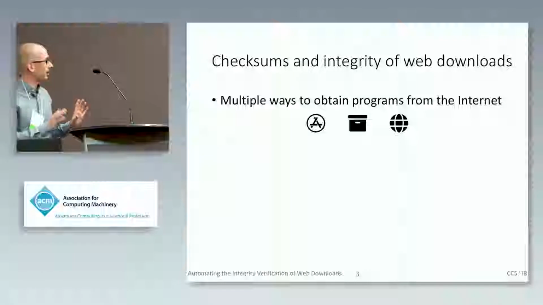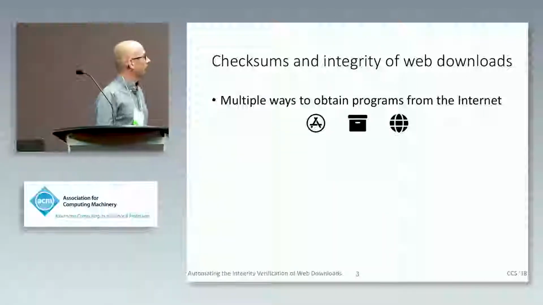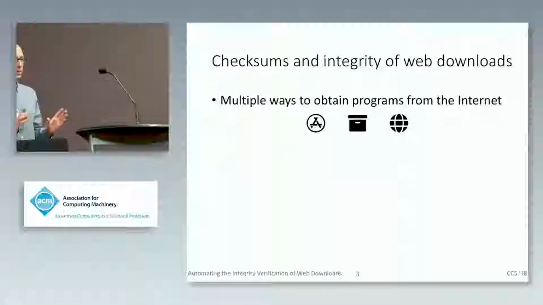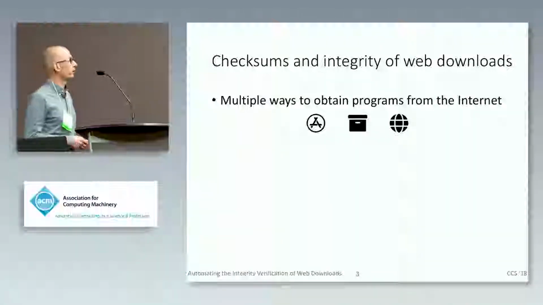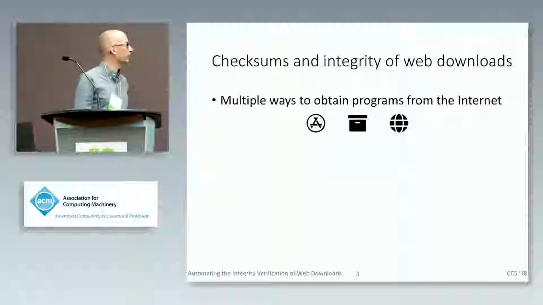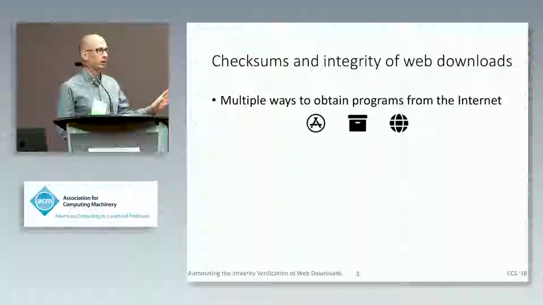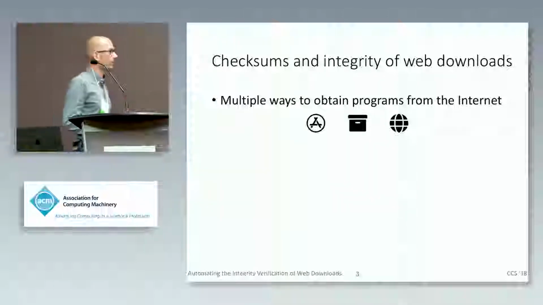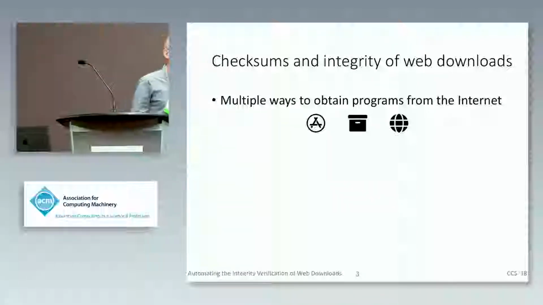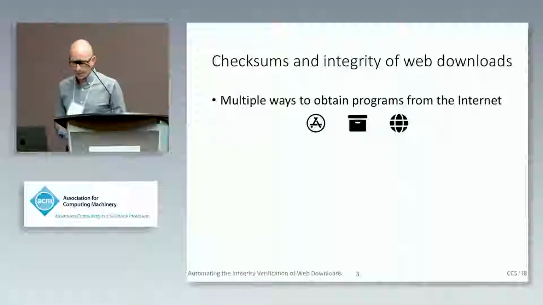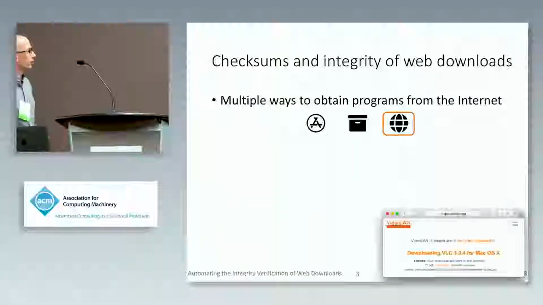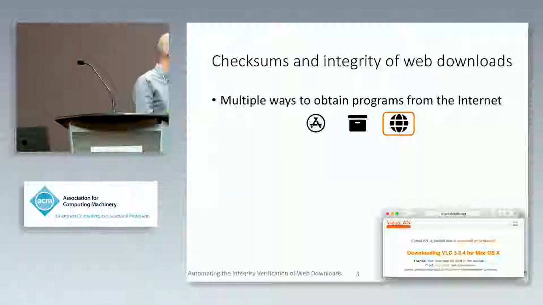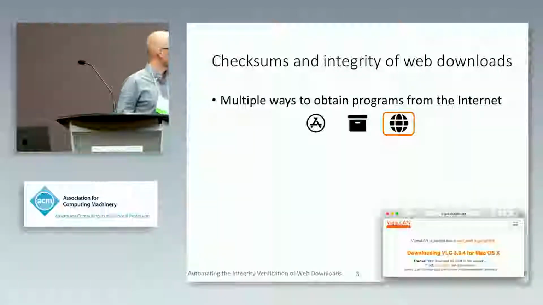All right, let me clarify the setting here and the threat model. So essentially, there are multiple ways to obtain programs from the internet. Most people obtain the programs that they put on their computer from the internet. There are several sources. The first one is app stores. Typically on Windows, you have the Windows Store and the Mac App Store on Mac. Another way is repositories like Brew for Mac or Aptitude on Linux. And the last way that I will focus on today is when you download the software directly from the website of, let's say, the vendor or the developers.